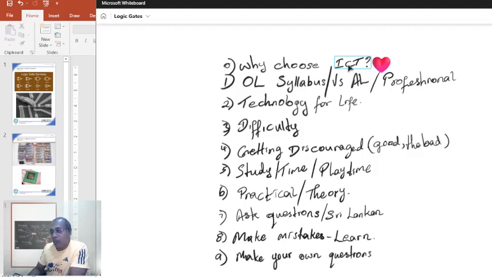So when we take the O-level syllabus versus the A-level syllabus, second item, you notice I started with 0 because in technology, generally, arrays start with 0.